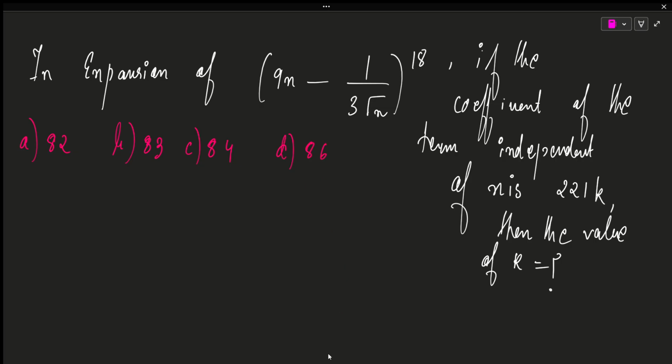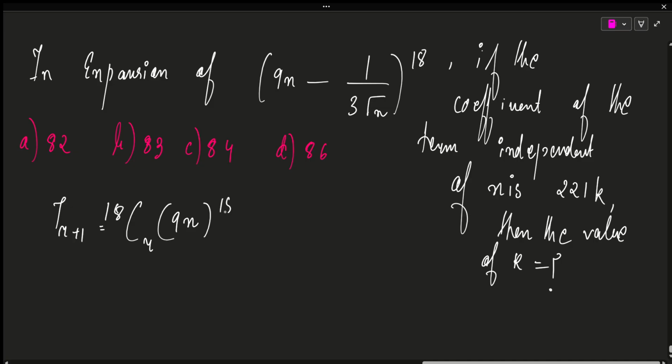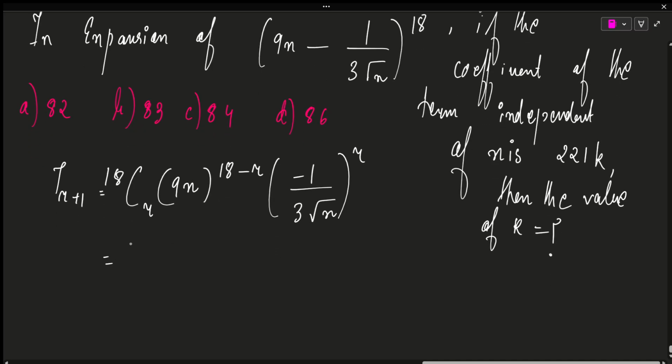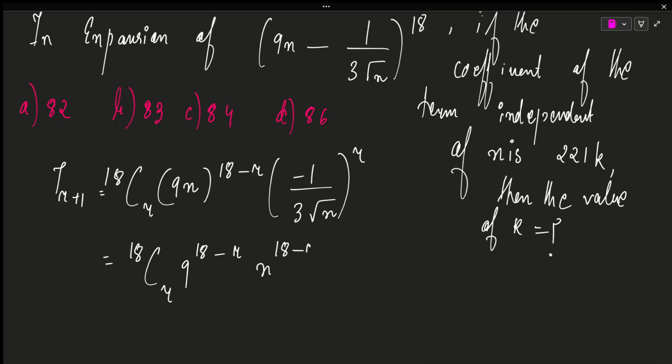Now if you write your general term over here, general term will be T R plus 1. This is 18CR, 9x to the power 18 minus R, and this will be minus 1 by 3 root x to the power R. So this is 18CR, 9 to the power 18 minus R, x to the power 18 minus R. This will be minus 1 to the power R. On the bottom I have 3 to the power R, and root x to the power R is basically x to the power R by 2.